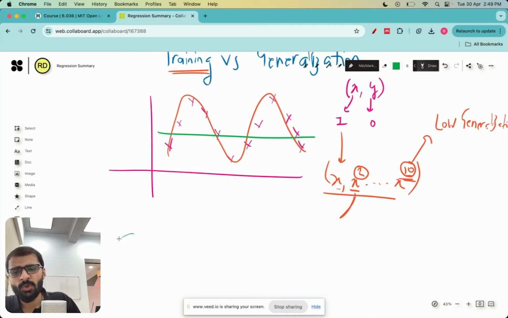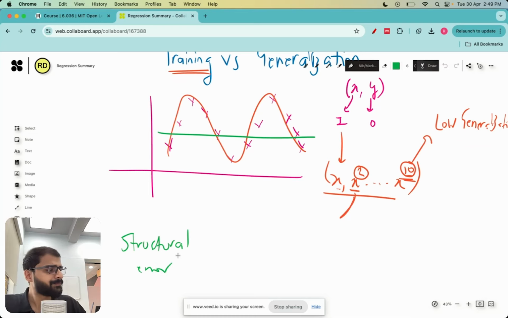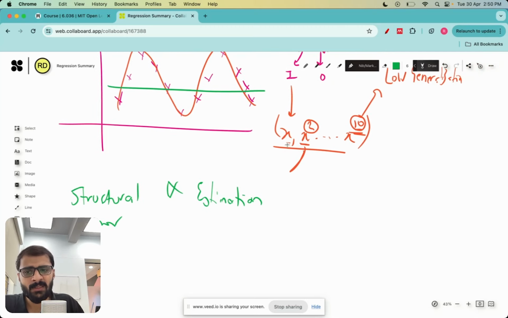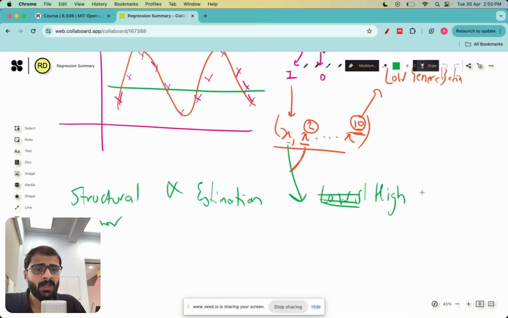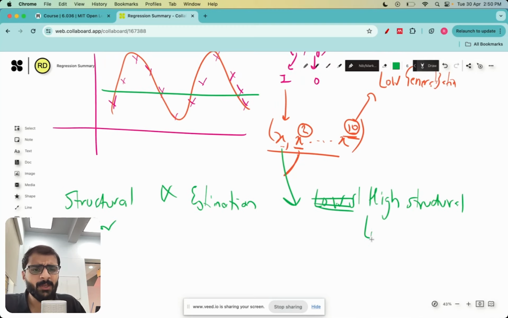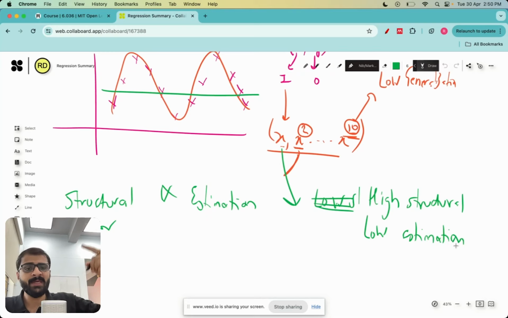So sometimes this is also called the tension between structural error and estimation error. If you use a lower power of x, it will lead to high structural error, because we will not capture the structure of the data pretty well. It will be just like a straight line. We won't capture the oscillations, but it will lead to low estimation error, because the magnitude of theta won't be high and it won't have too many spikes.